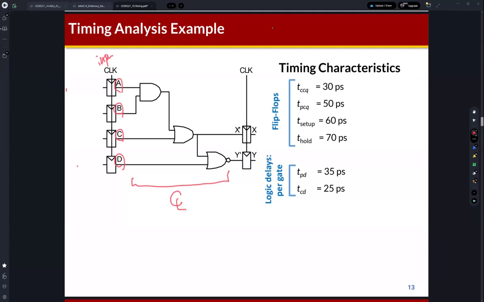Okay. And this is the timing characteristics of the flip-flop. TCCQ is the contamination delay of the output Q, 30 picoseconds, and TPCQ is 50 picoseconds. This is the propagation delay of output Q. Then the setup time is 60 and the hold time is 7. And this is the logic delay per gate. You can find some gates here. Propagation delay is 35, and contamination delay is 25.